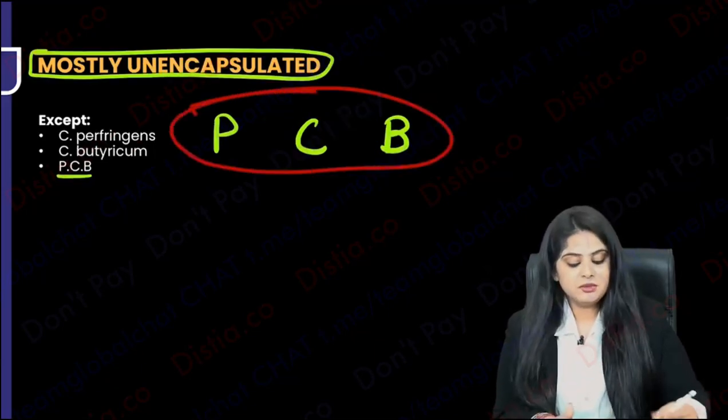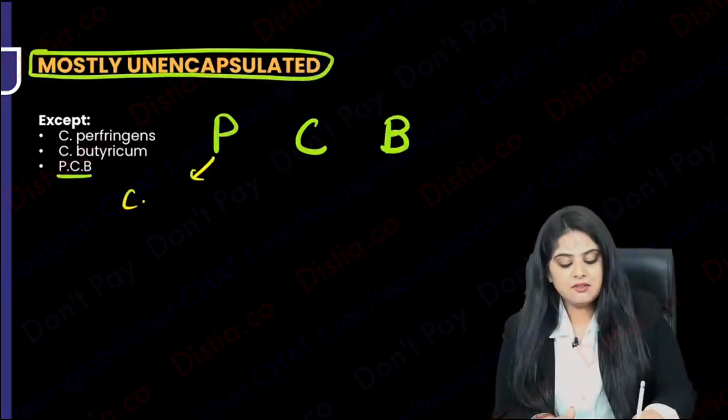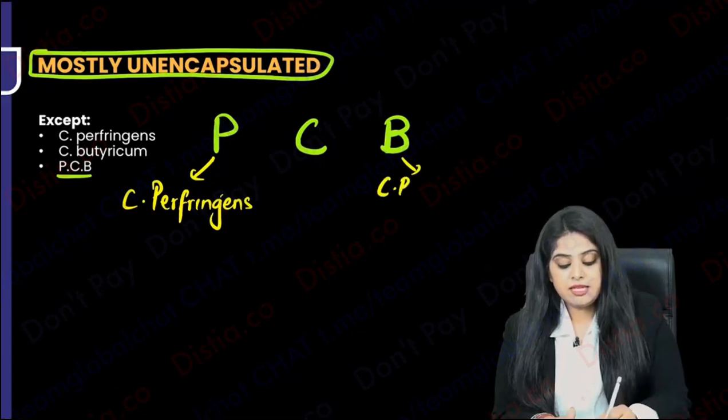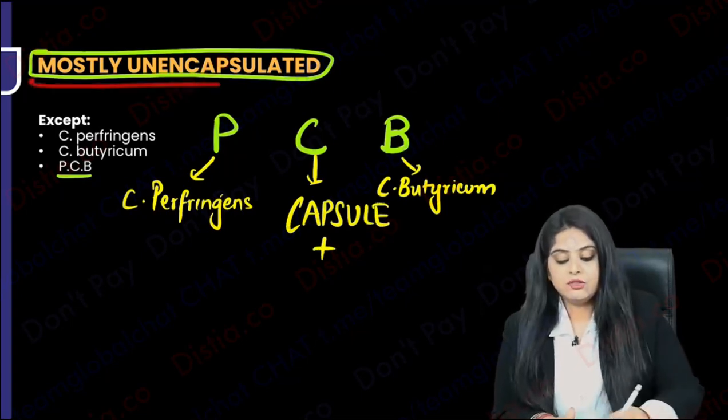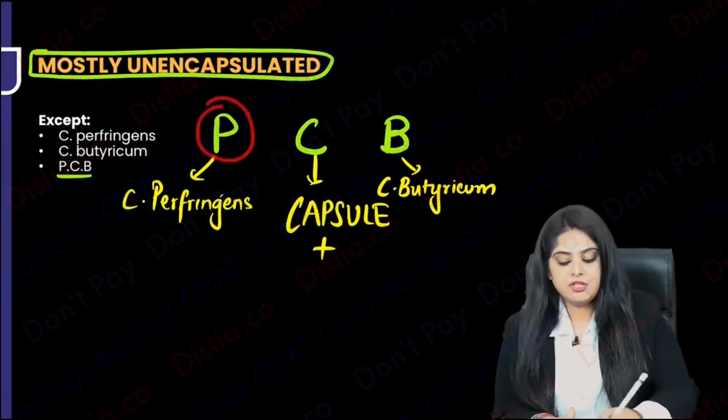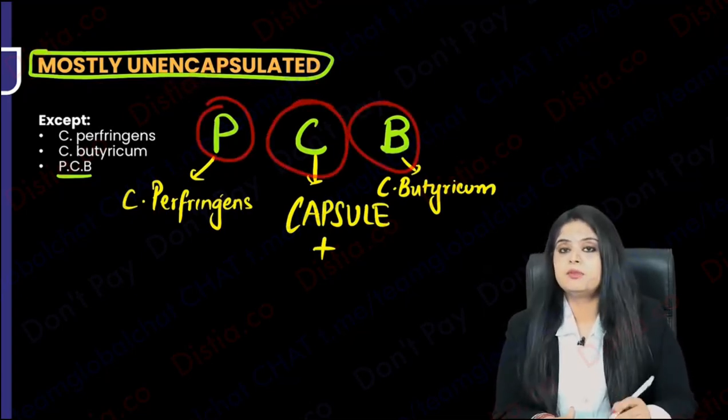So, PCB. What does PCB mean? That when you are dealing with Clostridium, P for perfringens, and you're dealing with Clostridium butyricum, these are the ones which are going to have a capsule. They are going to contain a capsule. So capsule is present. Remember, all the Clostridia are unencapsulated, but perfringens and butyricum are going to be capsulated.